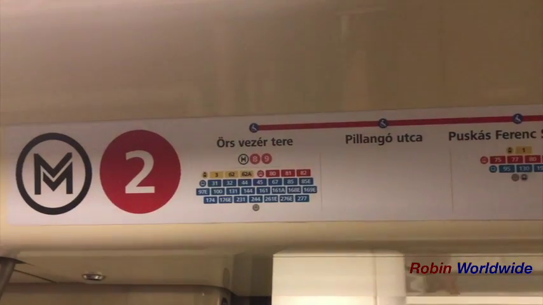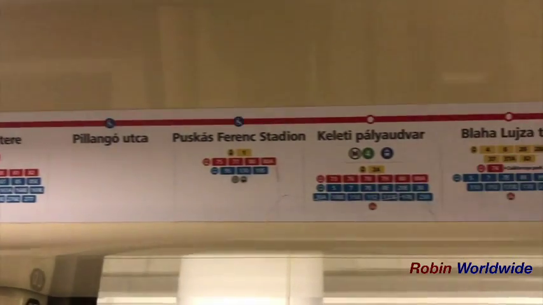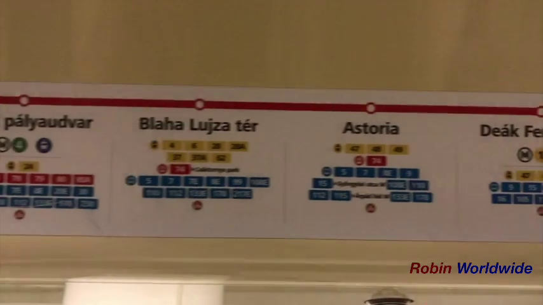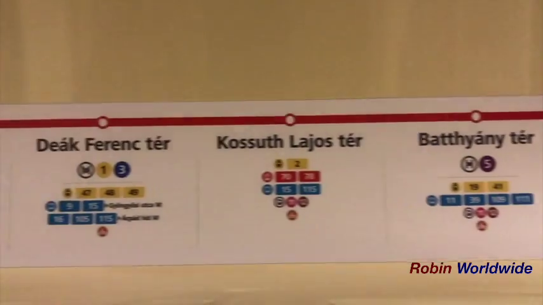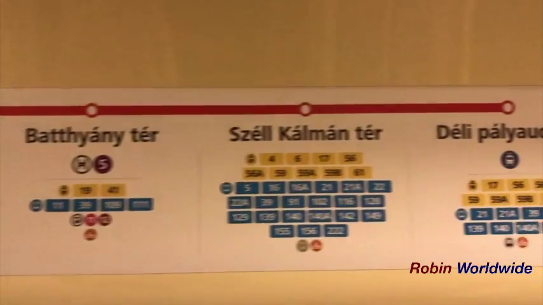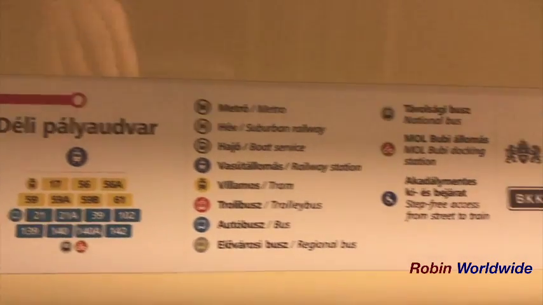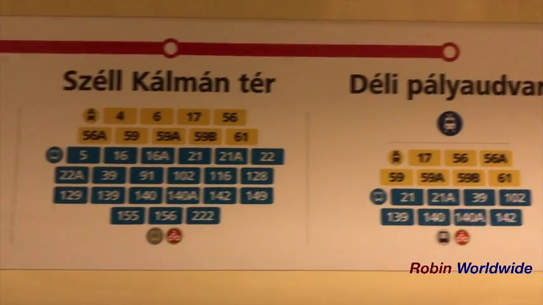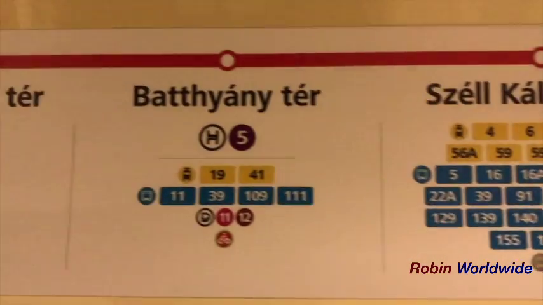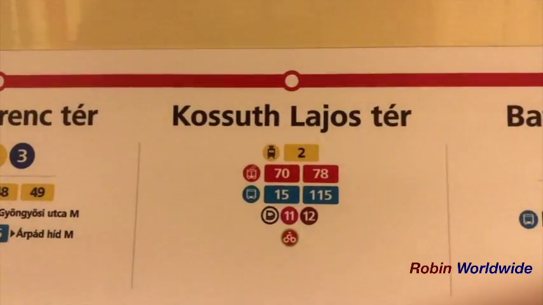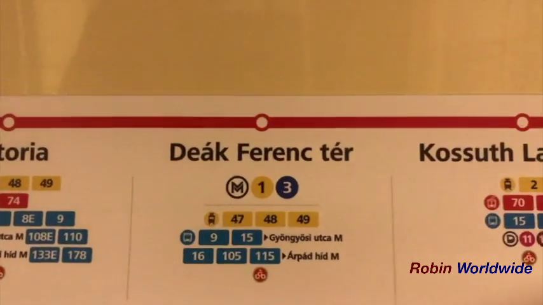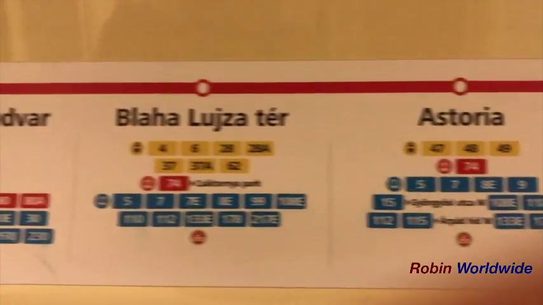So here we are in Metro Line 2, and this is the line diagram inside the carriages itself. You can see really clearly that at every single stop there's a connection with another line, whether it be a trolleybus line, a tram line, a bus line, even the Vaporetti, the water buses. Really clear, every single stop has got a connection advice for an interchanging route.